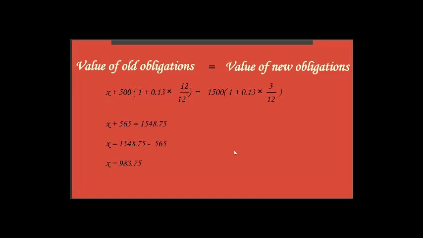Value of old obligations equals value of new obligations. X plus 500 times 1 plus 13% times 1 year equals 1500 times 1 plus 13% times 3 over 12. In this example, X plus 565 will be equal to 1548, and to get X, 1548 minus 565, so X will be equal to $983.75.